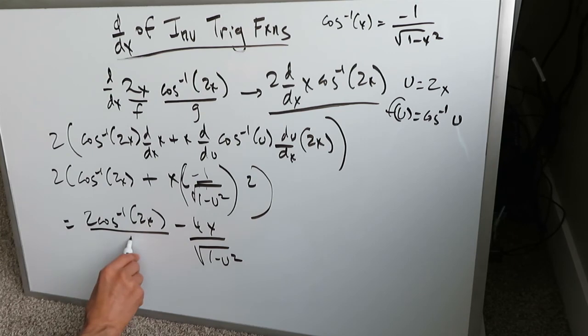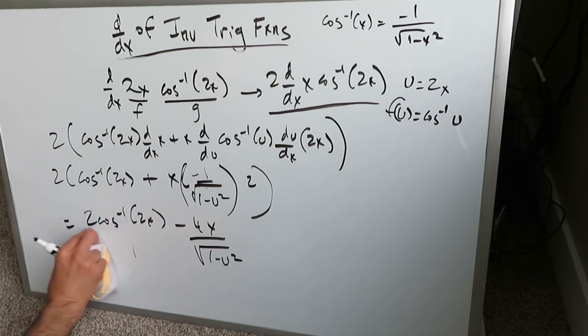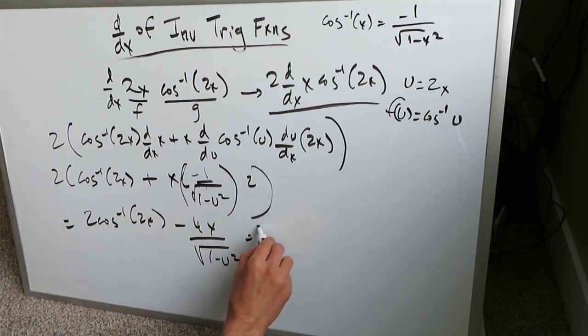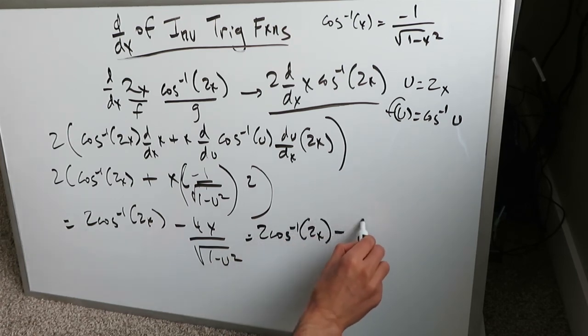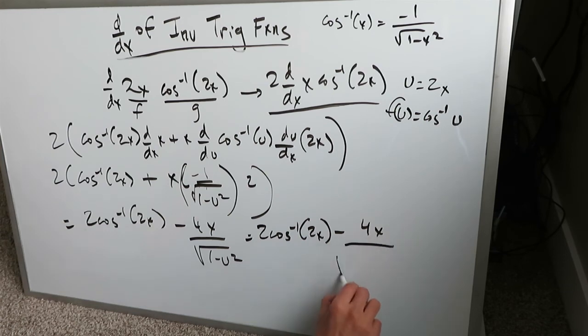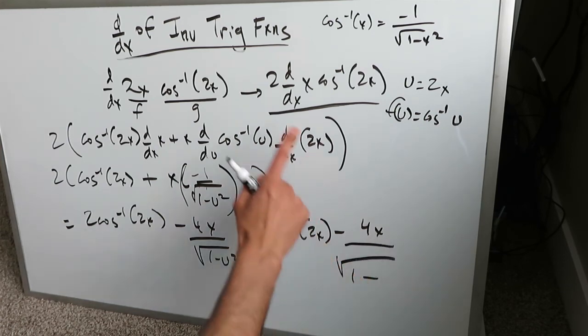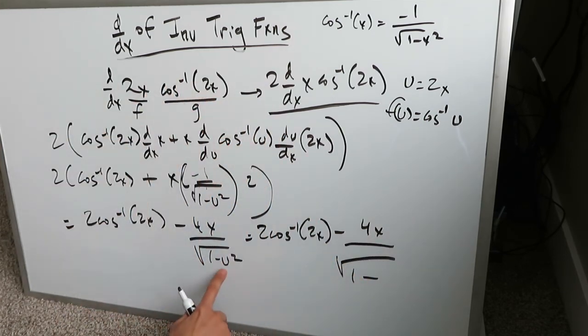We have to substitute, and if you want to take this another step you can, or you can just choose not to even do this fraction algebra right over there. Let's do the resubstitution. We'll get 2 cosine minus 1 of 2x minus 4x over square root of 1 minus, what was u? It was 2x. So 2x squared is 4x squared. 1 minus 4x squared, and we are done.